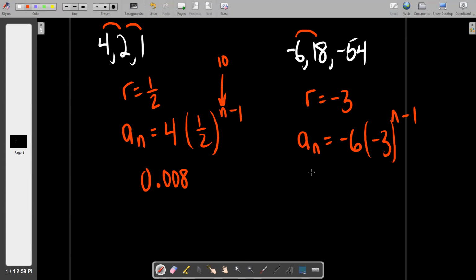So you simply put 11 in place of n right up here, and you type in -6 times -3 to the power of 10. And this time your answer comes out to -354,294. And again, you need commas in any number that's 5 digits or more. So that's -354,294.